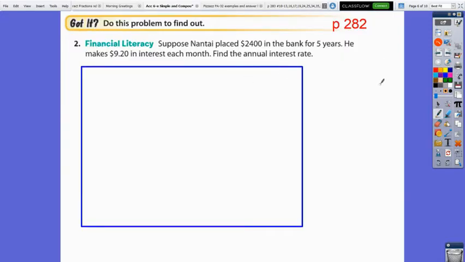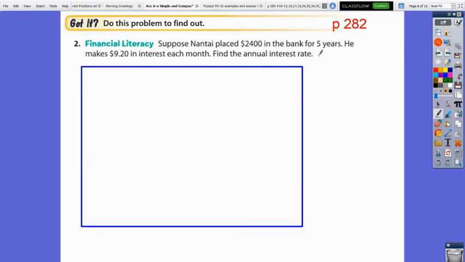Got it? Well, here's one of those then. Nantai put $2,400 in the bank for 5 years. So this is a savings account and not a loan. That's a little bit better. $2,400 in the bank for 5 years, and he gets $9.20 each month. So what is the annual interest rate?